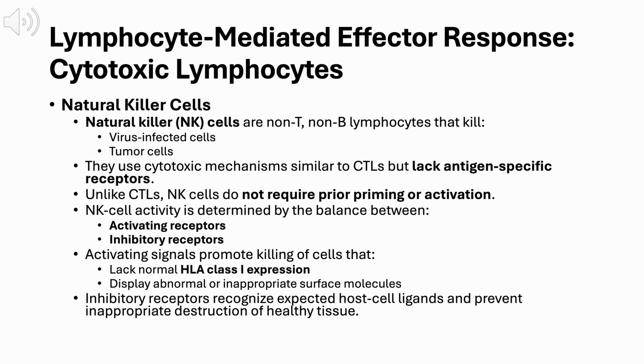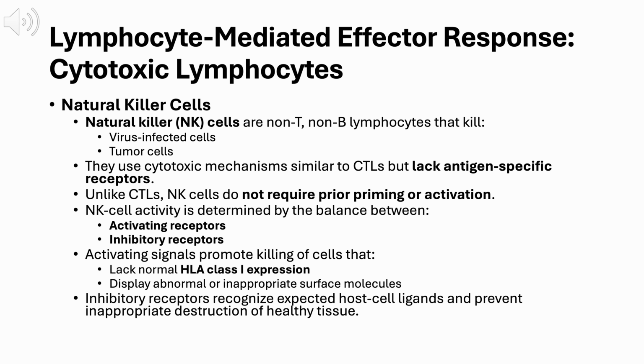Natural killer cells are a fascinating counterpoint to the cytotoxic T lymphocyte. NK cells are non-T, non-B lymphocytes that kill the same kinds of targets, virus-infected cells and tumor cells, using cytotoxic mechanisms similar to CTLs, the perforin and apoptosis machinery we just saw. But there's a crucial difference. They lack antigen-specific receptors, and unlike CTLs, they don't require prior priming or activation. They're ready to kill from the outset, hence natural.